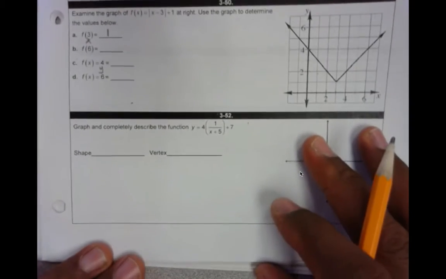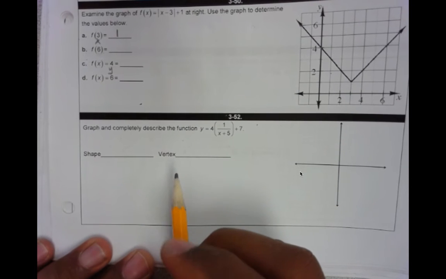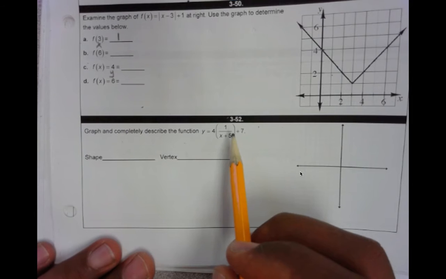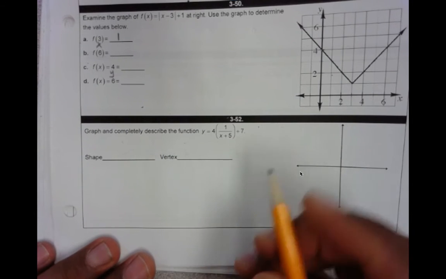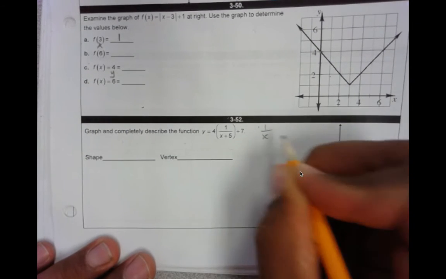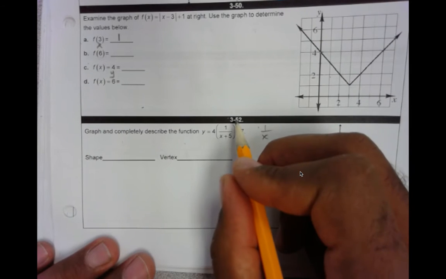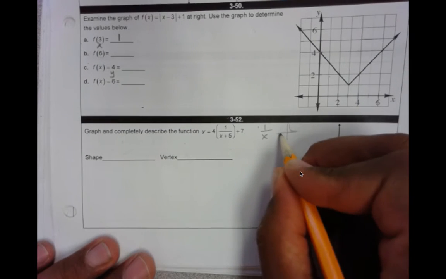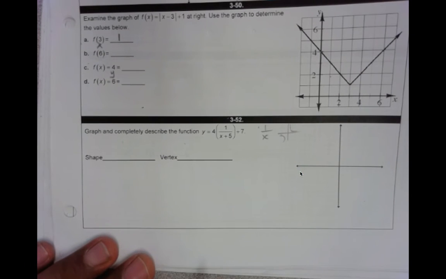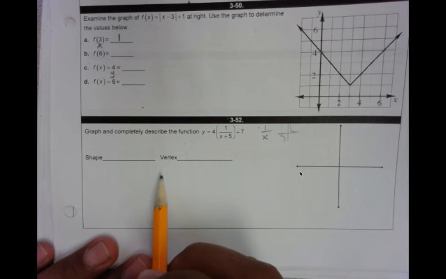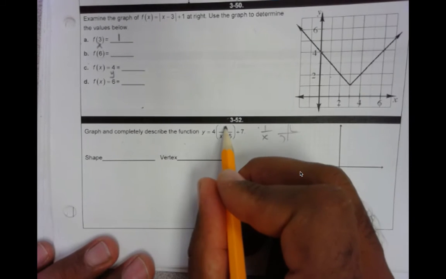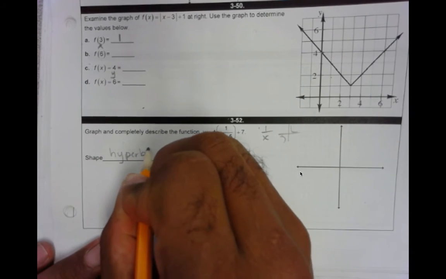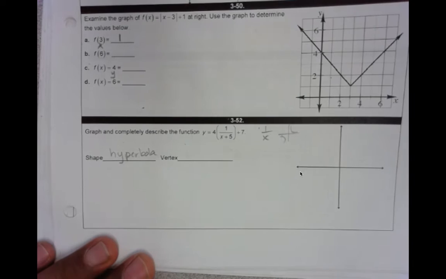So then down here, this is a hyperbola. This is going to be a hyperbola shape, and I know that because I see the 1 over x kind of parent function there. Anytime you have 1 over an x, you know that you're going to get something like this. You'll get some kind of shape that looks like that, and this is going to involve asymptotes. So seeing that it's 1 over x, I know it's a hyperbola. And again, that's that shape right there.